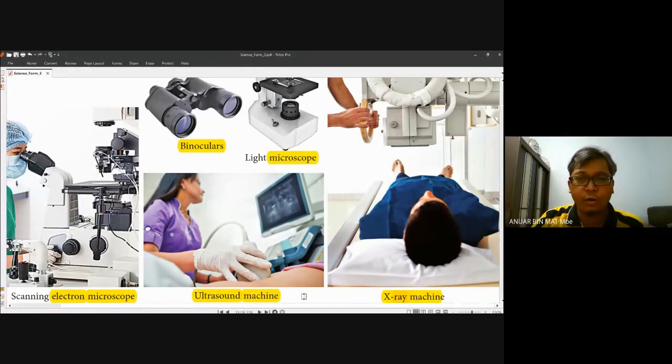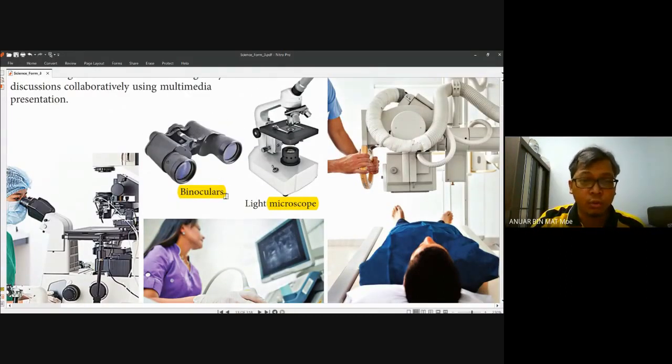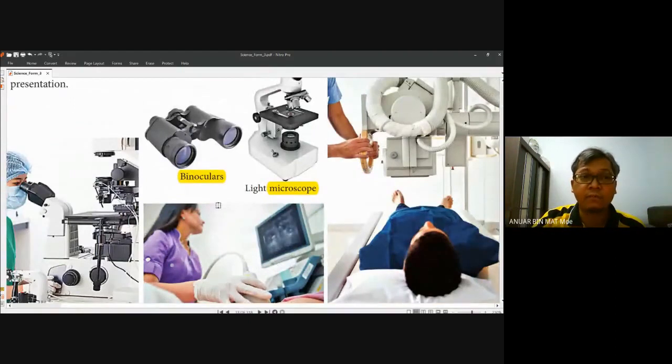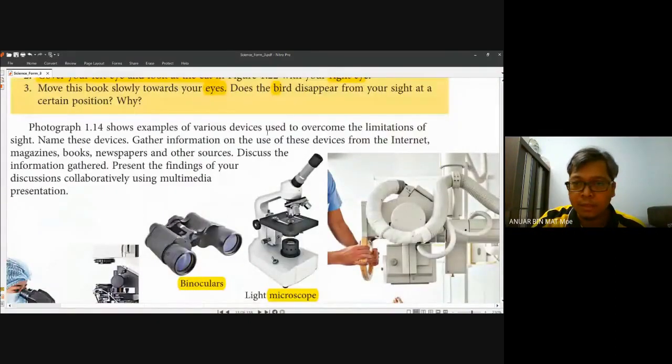The ultrasound machine also, we can use it to scan and identify maybe some problem inside our body. And then the binoculars are the tool for us to see very distant objects. These are examples of devices to overcome the limitation. Based on human research, they create devices that can help us overcome the limitation of sight.